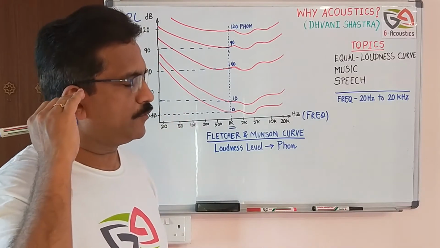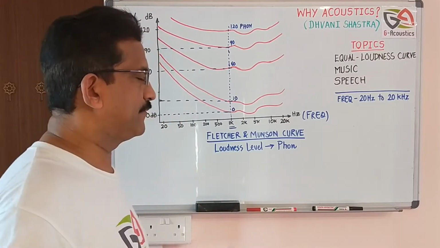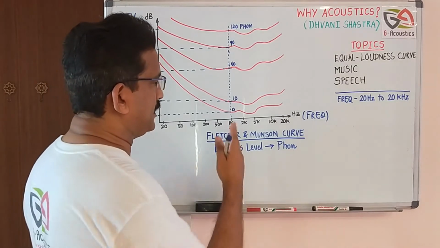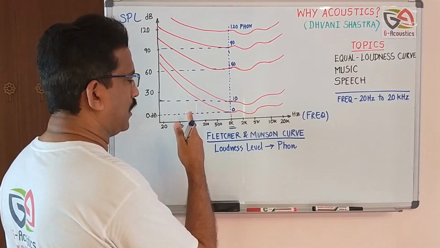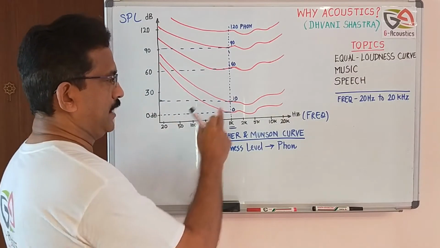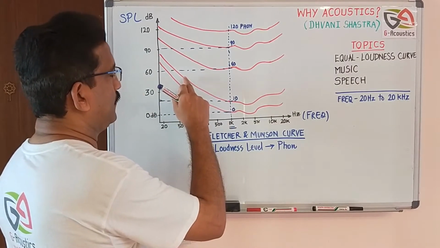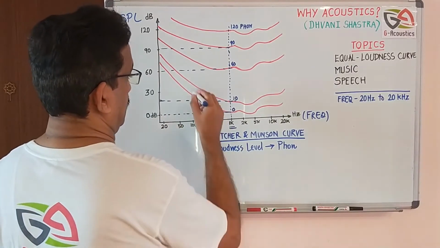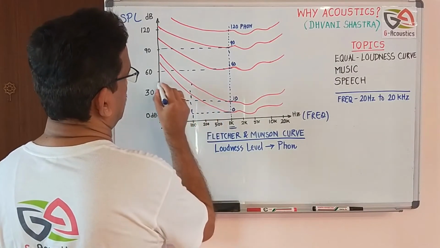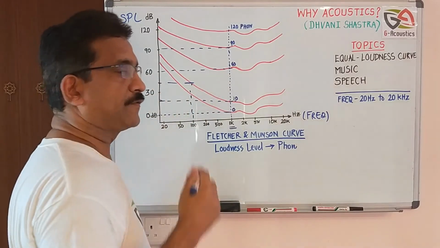Okay, you will hear at a particular loudness level. Then your friend is going to change the frequency. Let us say he is going to play 100 hertz. Now at 100 hertz, roughly, let me draw it here, let us say it is 50 dB.